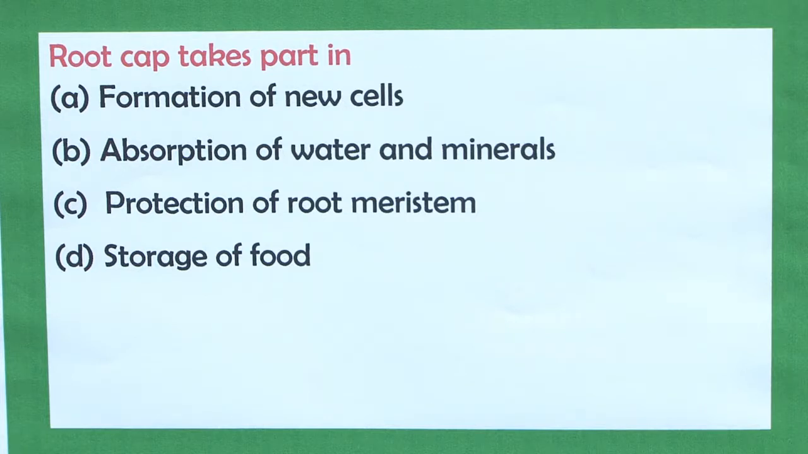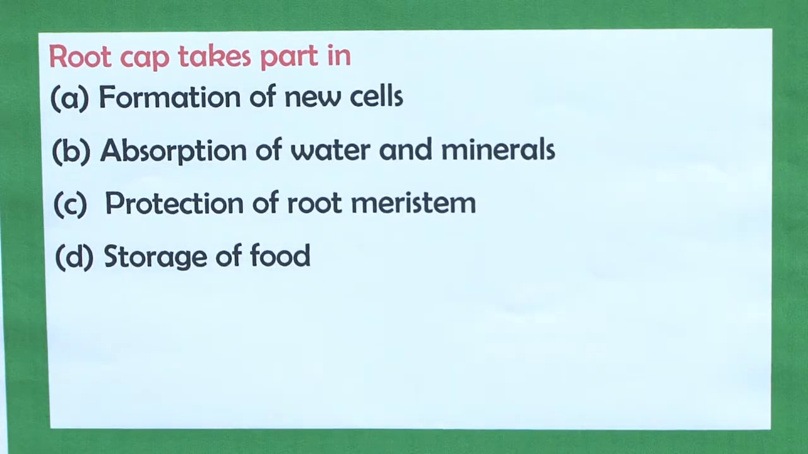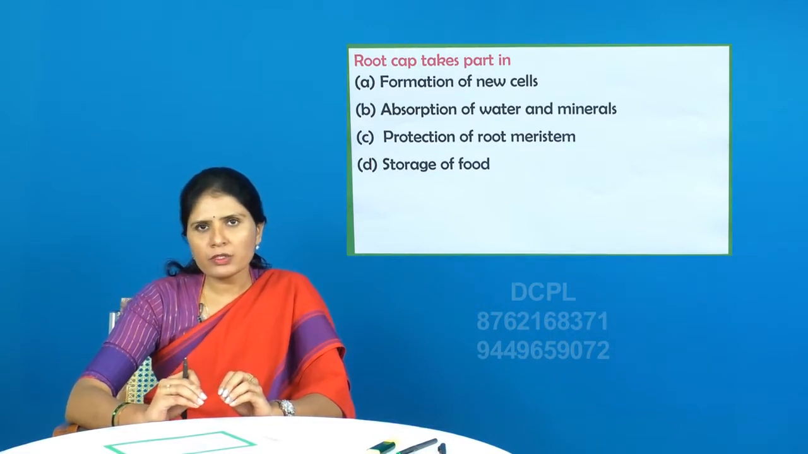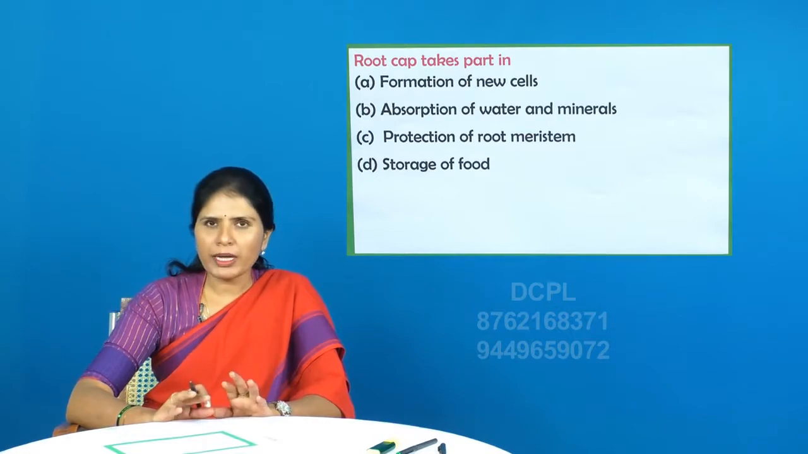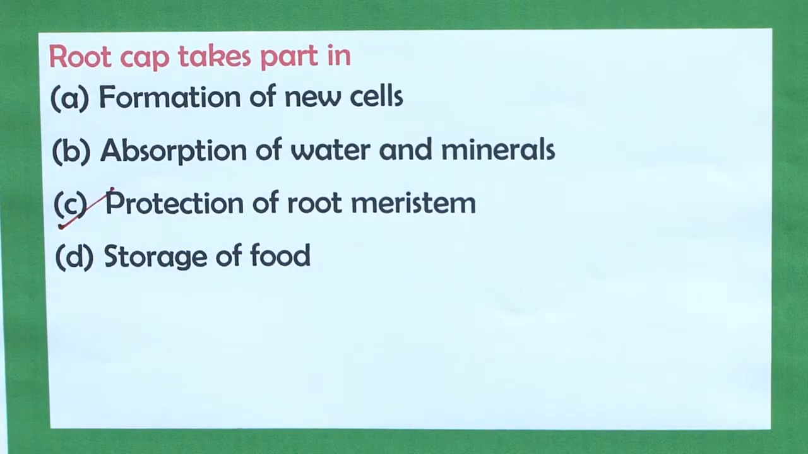So, what is the function of root cap? According to this question, the appropriate answer would be protection of root meristem, because root meristem is the delicate, sensitive region wherein the meristematic cells will be actively dividing. So, in order to protect those cells, root cap is a structure which is appropriately placed below the meristem for the protection. So, option C, protection of root meristem, is the more appropriate answer.